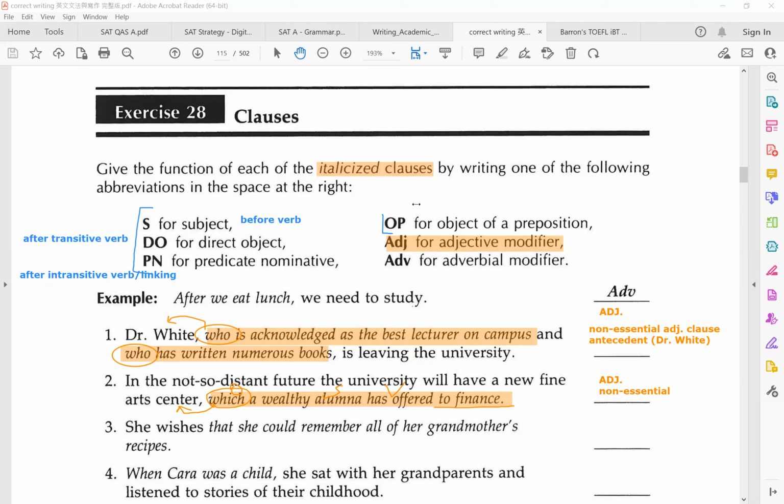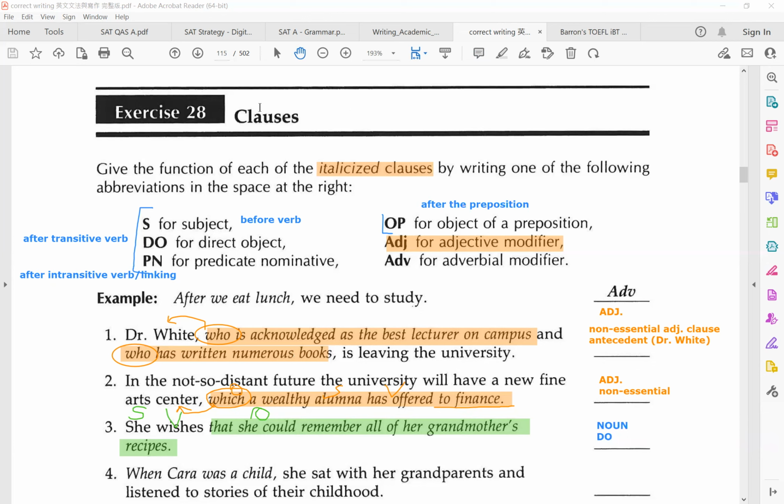And of course, object of the preposition would be the object that comes after the preposition, which is the last word of the prepositional phrase. An adverbial modifier is also very straightforward. It just modifies the verb. Okay, so now if we take a look at number three, that she could remember all of her grandmother's recipes. She wishes something. So wish is a transitive verb. So in this case, this is a noun clause that is functioning as direct object.